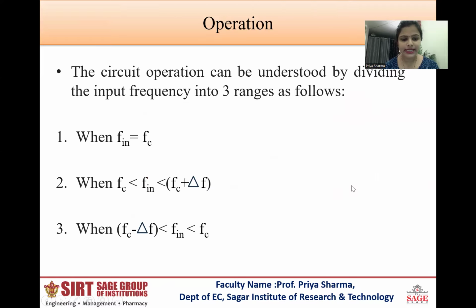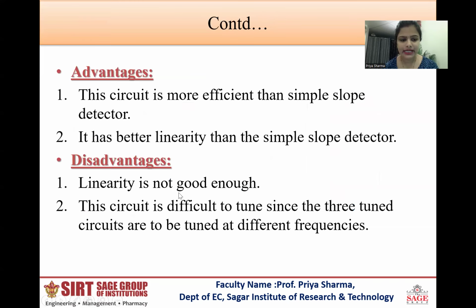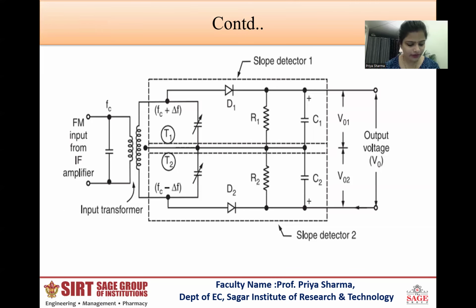Coming to the second range, when the input frequency is between the carrier frequency and slightly higher than that, the induced voltage over the upper slope detector will be higher compared to the lower slope detector. Therefore, the input voltage to D1 is higher than D2. Hence, the positive output voltage V01 of D1 is higher than the negative output voltage V02 of D2. Therefore, the output voltage V0 is positive.